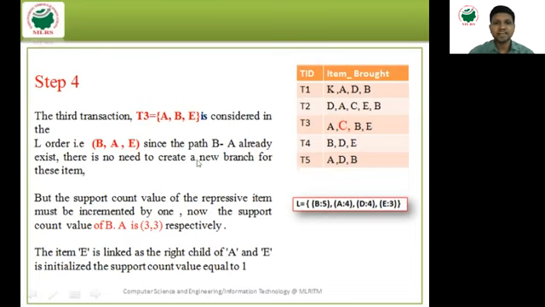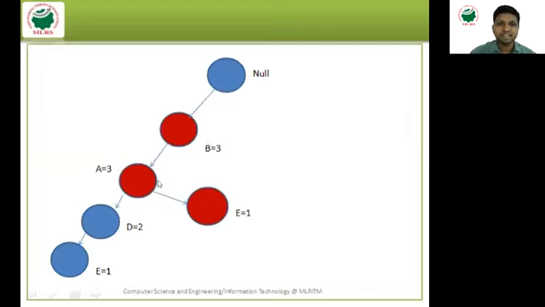There is no need to create a new branch for these items, but the support count value of the respective item must be incremented by 1. Now the support count value of BA is 3, 3 respectively. The item E is linked as the right child of A, and E is initialized with a support count value of 1. Now see, B3, A3. So now only BA is available, not BAE, right? That's the reason E is on the right side.